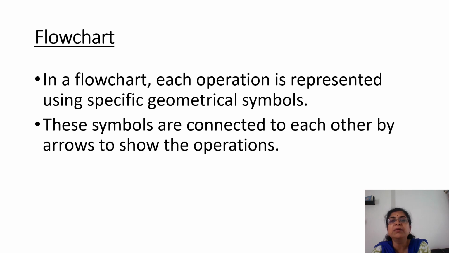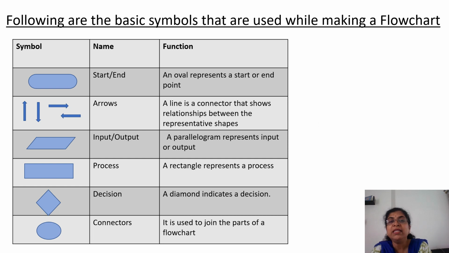In a flowchart, each operation is represented using specific geometrical symbols. These symbols are connected to each other by arrows to show the operations. See, these are the symbols.